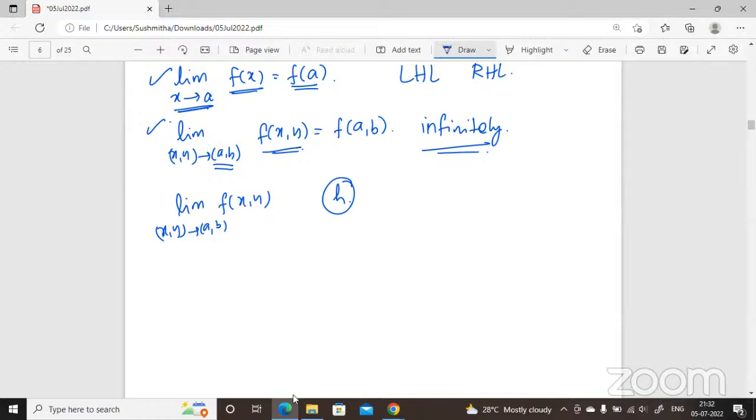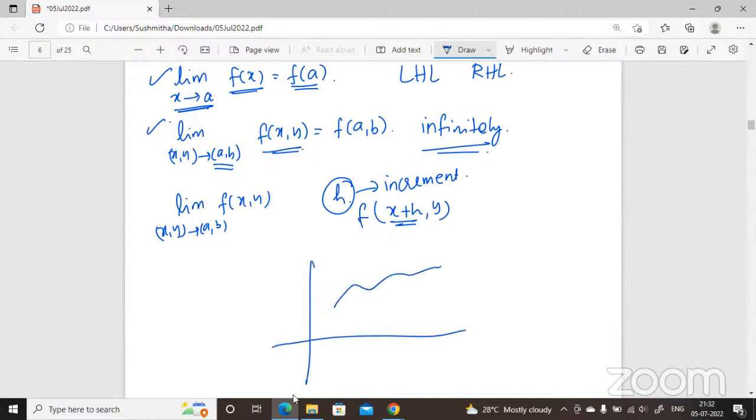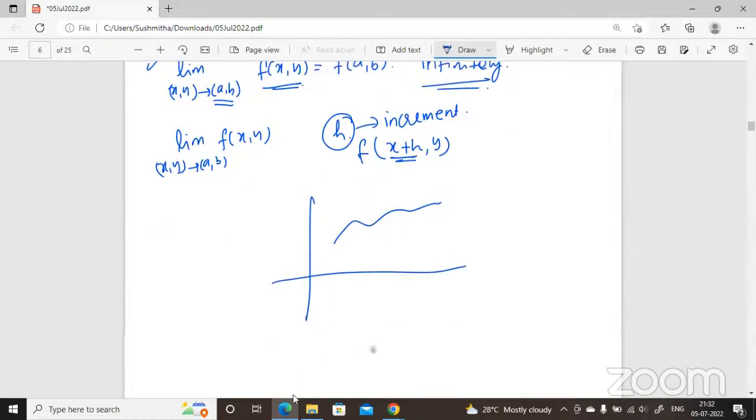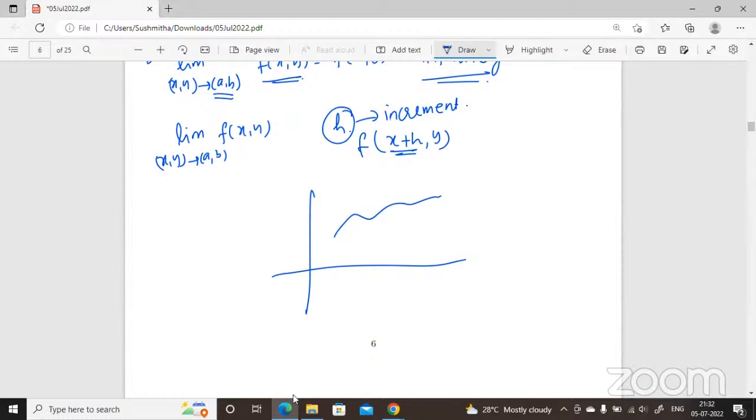The h that we use actually denotes an increment or change. That is why we do x plus h comma y, a change in the direction of x. But a limit is not like that. You just have a function. What are you actually doing? I cannot draw for two variable functions because the graph of a two variable function will be in R3, right? So let's take a one variable function. I have a point A, and this is my function f of x.